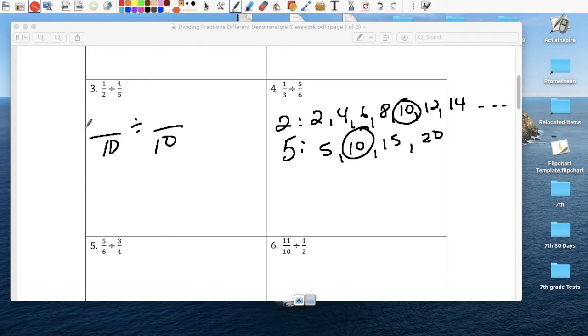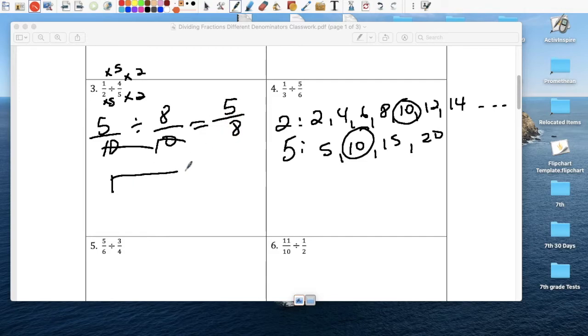How did the 2 become a 10? Well, times 5. So I multiply the top by 5. 1 times 5 is 5. How did the 5 become a 10? Times 2. And the top, I multiply by the same number. 4 times 2 is 8. Cross, cross. And our answer is 5 over 8. So let's show this by drawing. 1, 2, 3, 4, 5, 6, 7, 8, 9, 10.